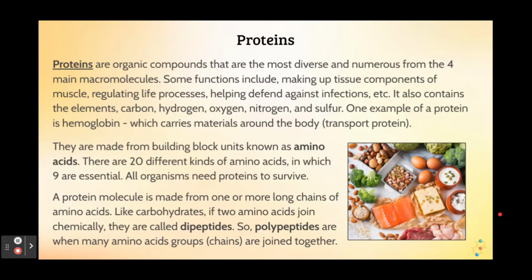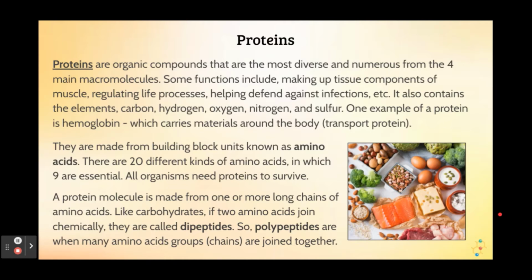Okay, so next we have proteins. Proteins are organic compounds that are the most diverse and numerous of the four main macromolecules. Some of the functions include making up tissue components of muscle, regulating life processes, and helping defend against infections. They also contain the elements carbon, hydrogen, oxygen, and then nitrogen and sulfur. Those are the two new ones. One example of a protein is hemoglobin, which carries materials throughout the body, a transport protein.